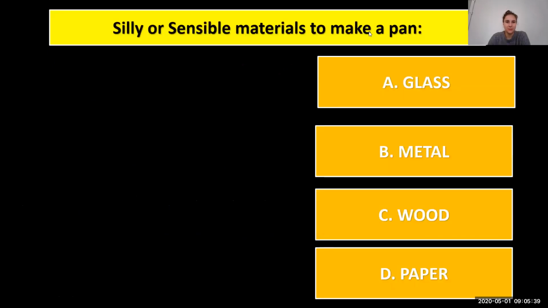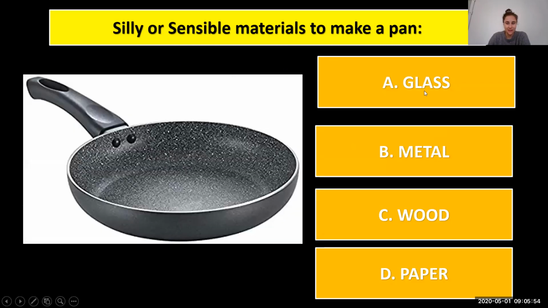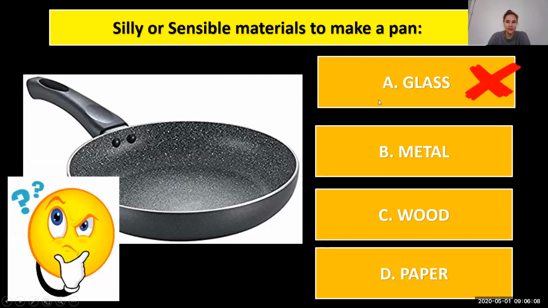Okay, so let's quickly do some revision. Remember, we learned, is it a silly or sensible material? Are these silly or sensible materials to make a pan? Okay, so glass. Is glass a silly or sensible material? Remember, silly means that it's not a good idea. Sensible means it's a good idea to use that material. So glass, it would be a silly material because glass can break easily, and if it gets too hot, it can crack. Metal would be a sensible material.